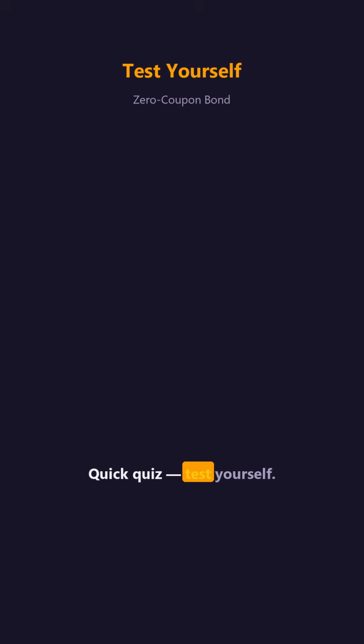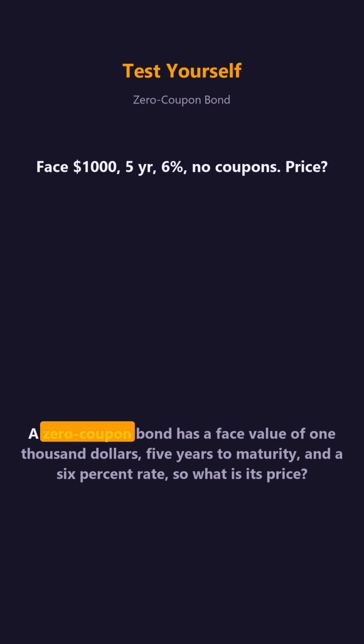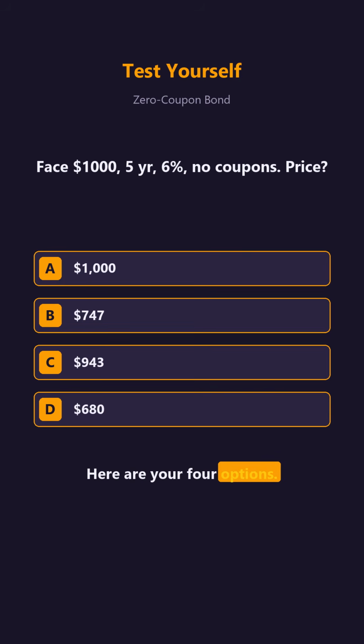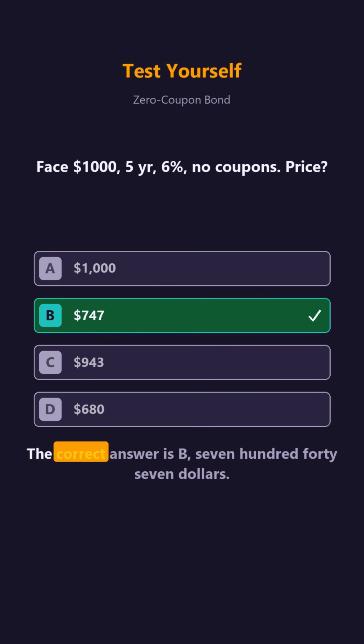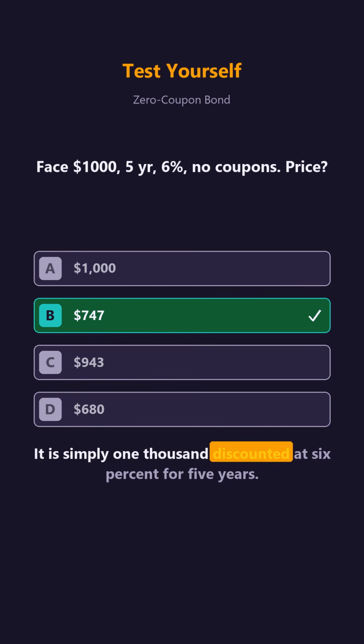Quick quiz, test yourself. A zero coupon bond has a face value of $1,000, 5 years to maturity, and a 6% rate, so what is its price? Here are your 4 options. Pause the video and solve it now. The correct answer is B, $747. It is simply $1,000 discounted at 6% for 5 years.